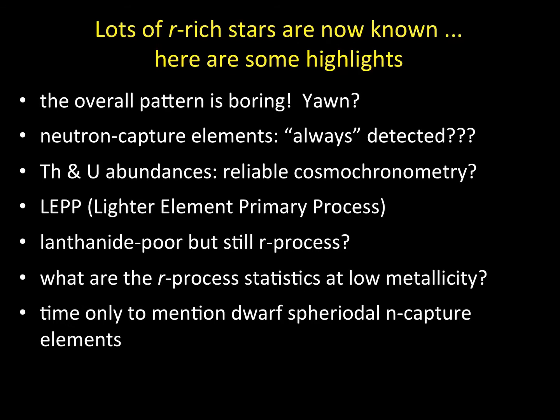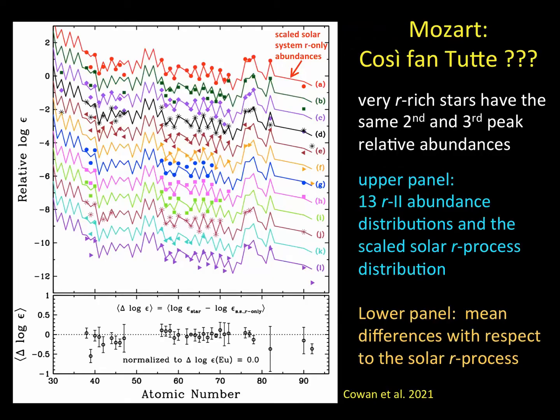I claim the overall pattern is something that is so dull that I don't want to work on it anymore. I want to point out, however, that the overall neutron capture elements, no matter where they come from, were here in our galaxy at a very early time. And I'm going to talk about thorium and uranium and the lighter elements and stuff like that. Okay, so on to the show.